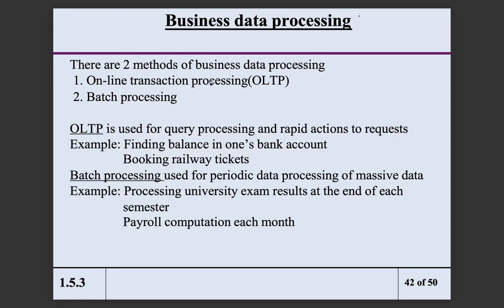Now, there are two methods of business data processing. I think you might have heard these ones. One is online transaction processing, the abbreviation we normally use is OLTP. And then we have the batch processing. These are the two separate business data processing methods coming under this.